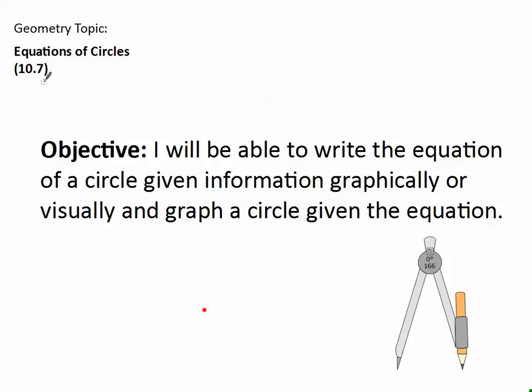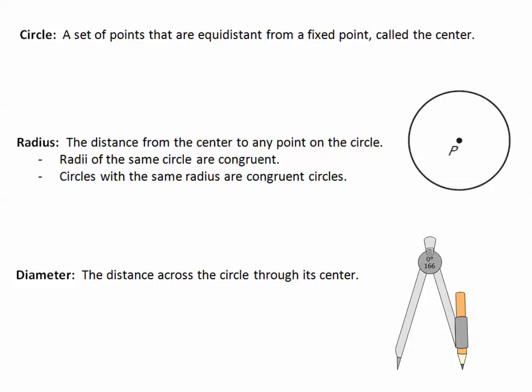In 10.7, our objective is to write the equation of a circle given information graphically or visually and graph a circle given the equation. Let's begin with the definition of a circle.